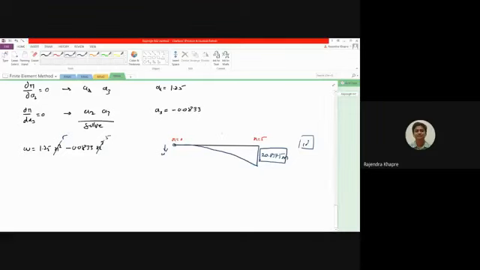So this is how you can get the expression for the deformation. I hope this is clear to everybody. Are there any questions as far as this part is concerned?